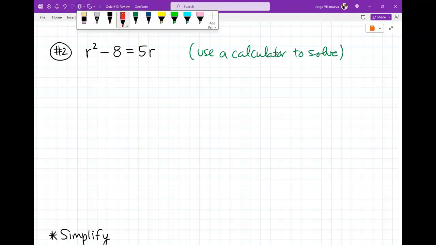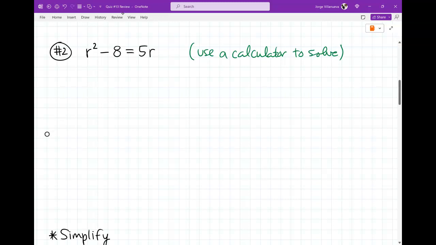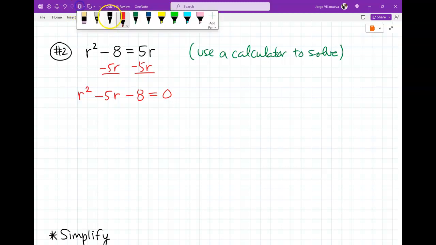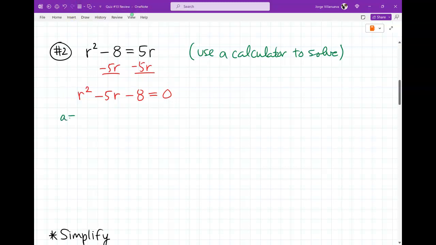I do have my equation still for solving these things, but remember, it has to be set equal to 0. So first thing I have to do is subtract 5r from both sides. So this looks like this: r squared minus 5r minus 8 equals 0. At that point, I'll write my ABCs. So A is 1, B is negative 5, C is negative 8. And then I'm going to plug that into my formula.